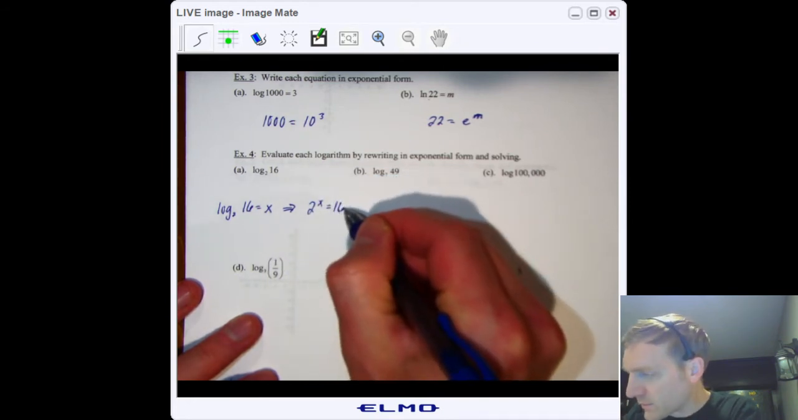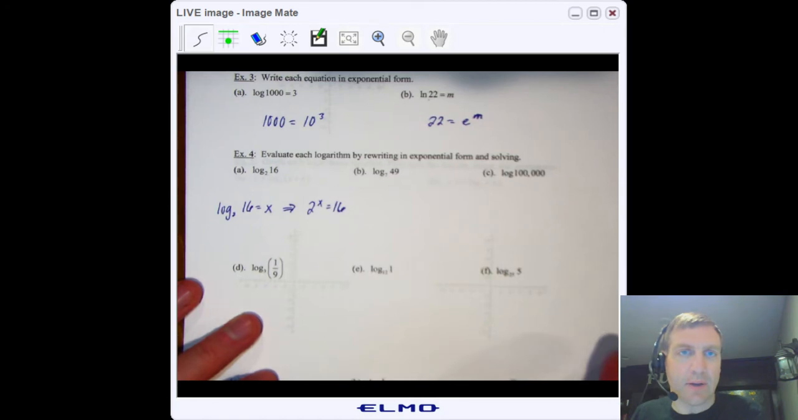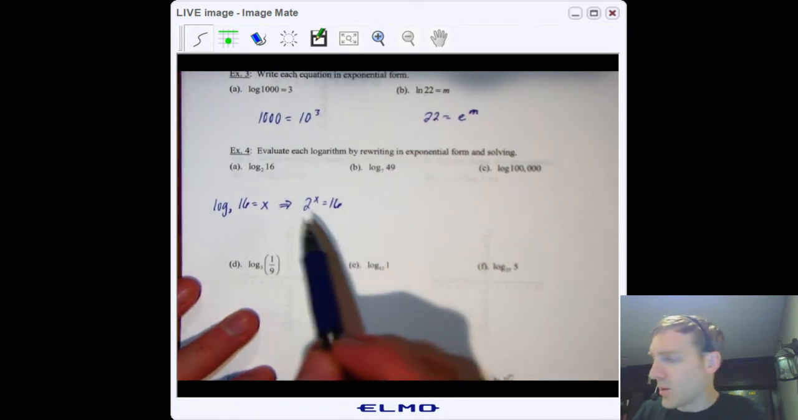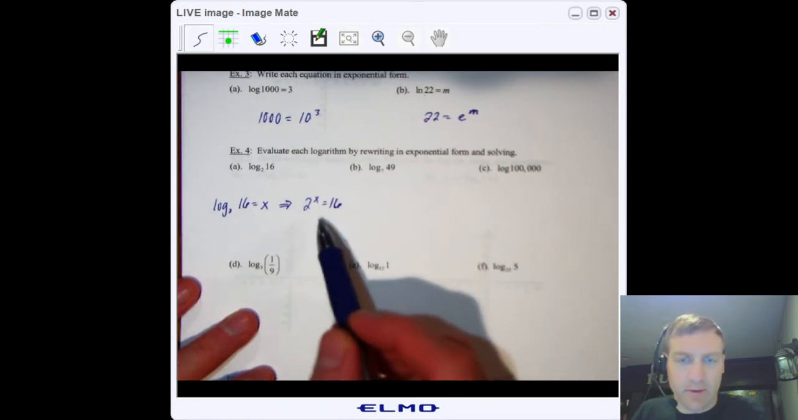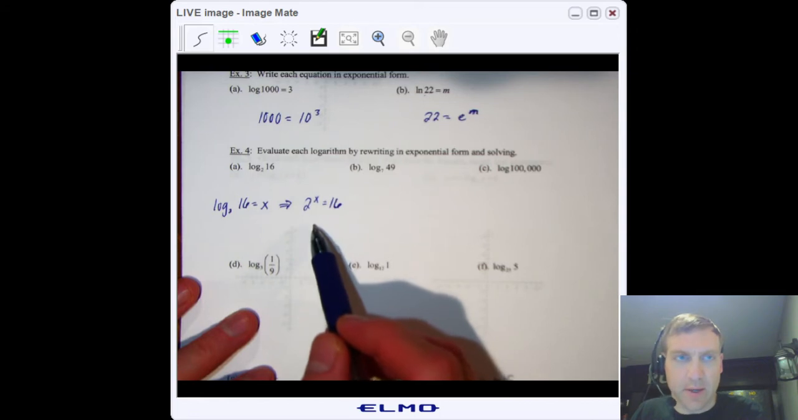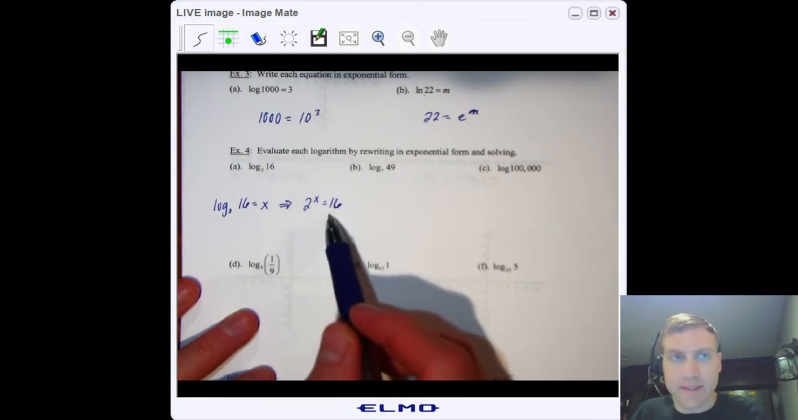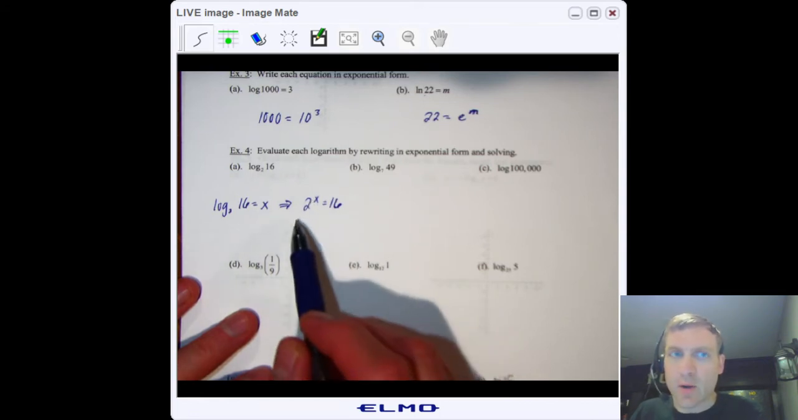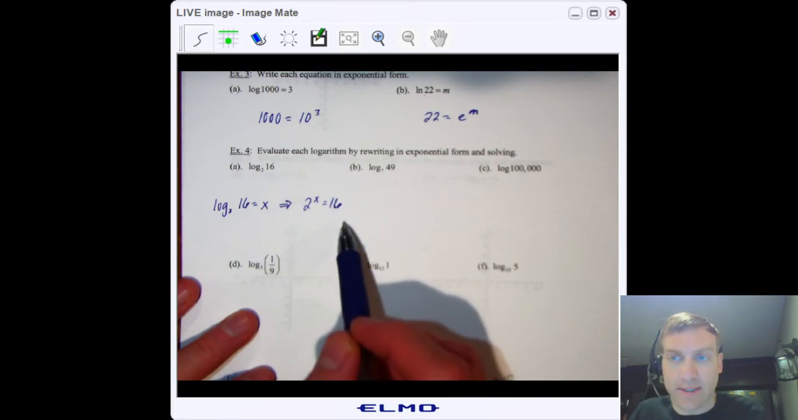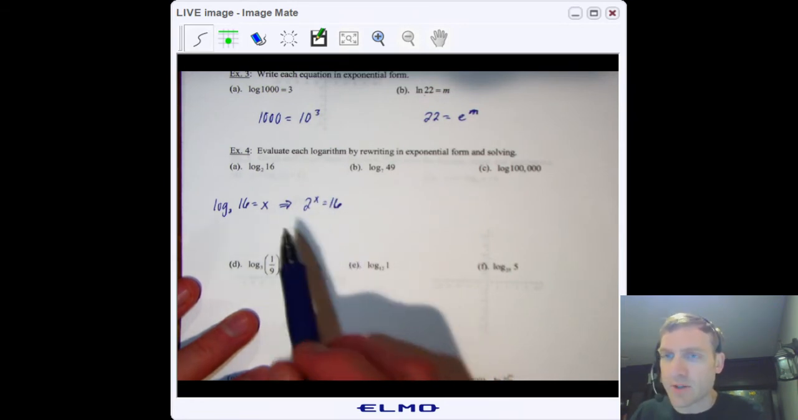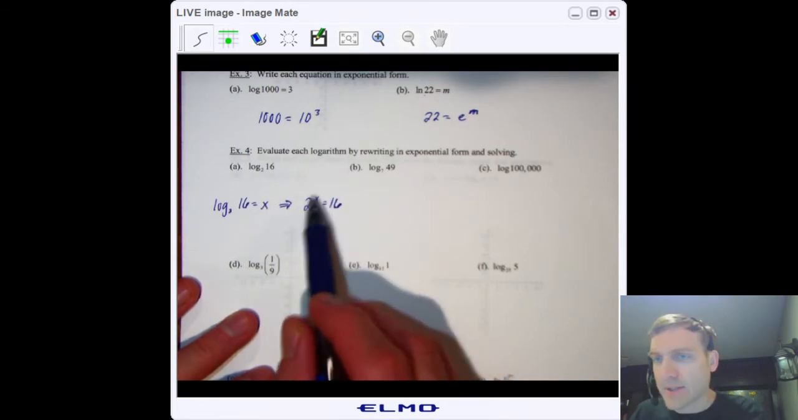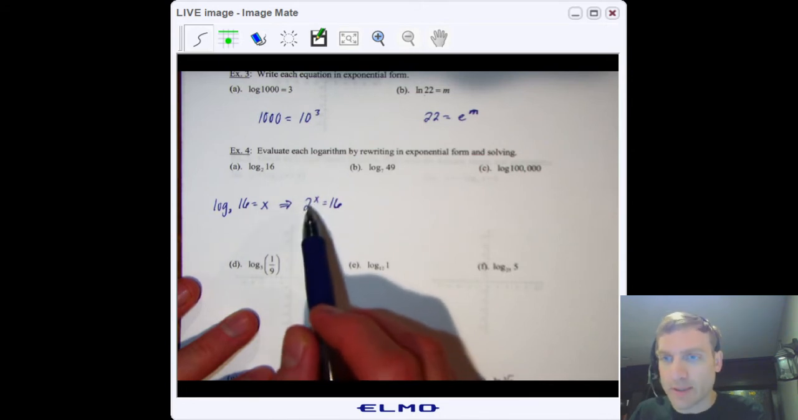Now, this is one that you should be able to evaluate. All of these should be done without a calculator. All of these should be logarithms that you can evaluate in your head. What power of 2 is 16? Now be careful. It's not saying 2 times what is 16. The answer is not 8. It's not 2 times 8 is 16. The answer is an exponent. What power of 2 is 16?